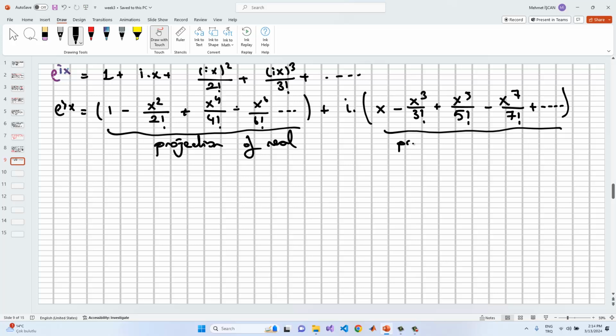This is the projection of the imaginary axis. So, what is this? Yes, but it's a special function that we use all the time in math. What is that? Yes, this is the cosinus. This is sinus. This is the proof of the cosinus and sinus. Okay?